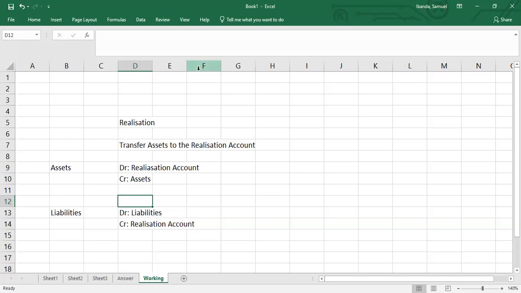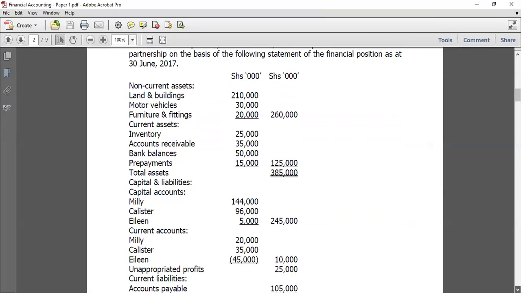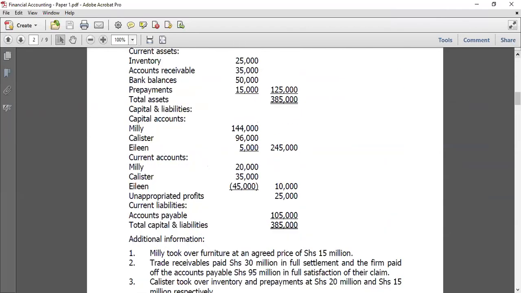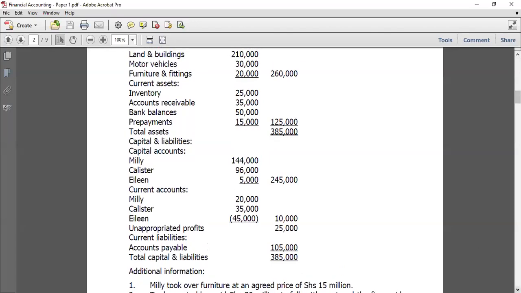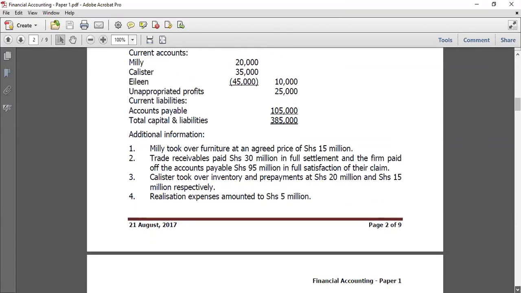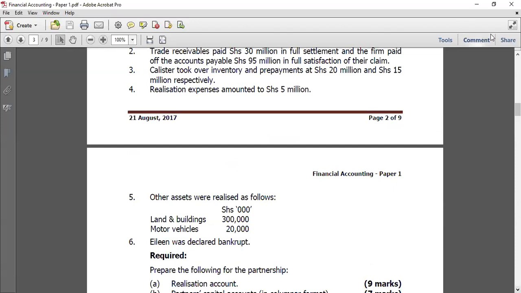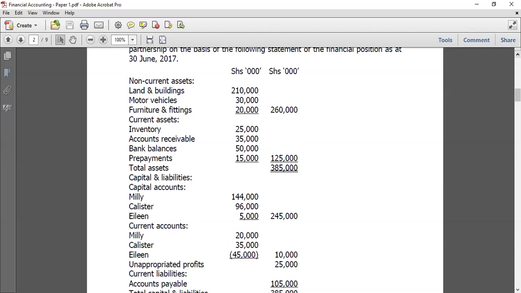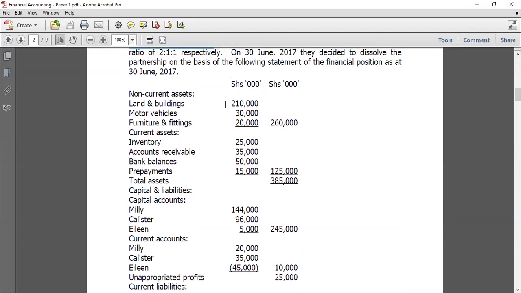So of course, when you look at the question, they have not basically asked us for the asset accounts. All they need is what? Is the realization account. So yours is to have that background, okay? That as I move most of my assets, then that should exactly appear, okay? Yeah, so that is the first thing that we do. So the first thing that we shall do is move these assets, okay? So I'm going to move them the way you see them.